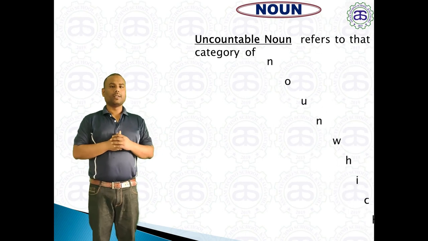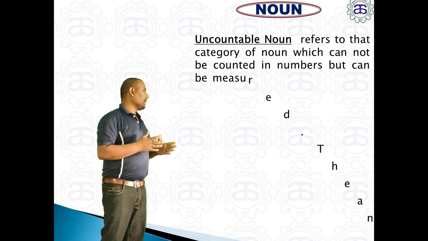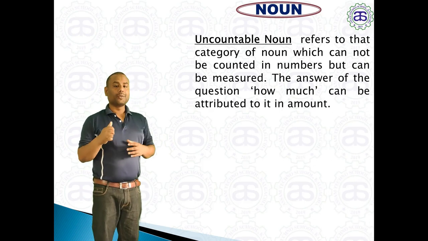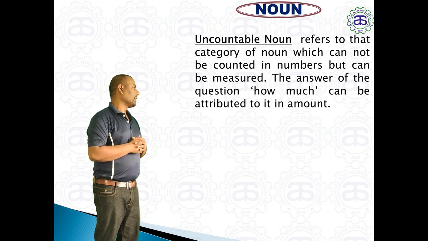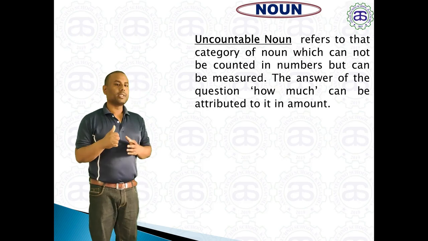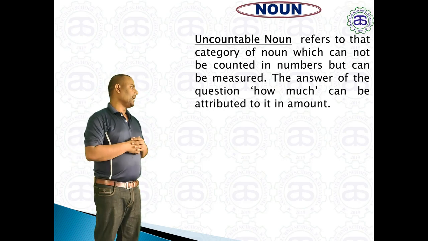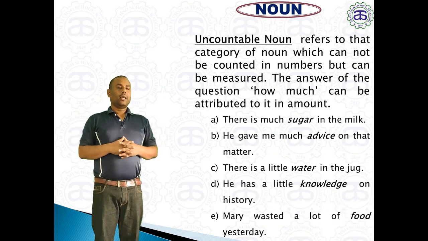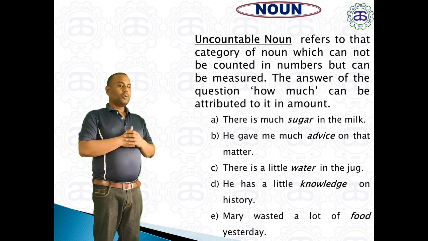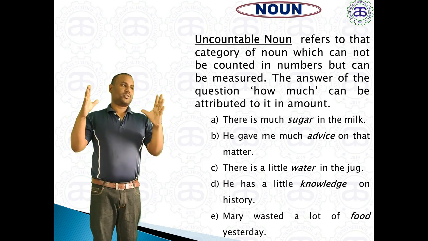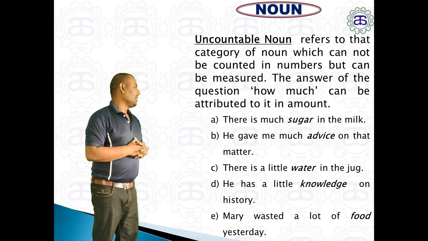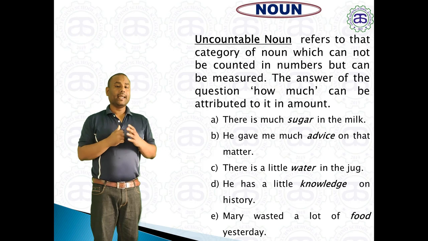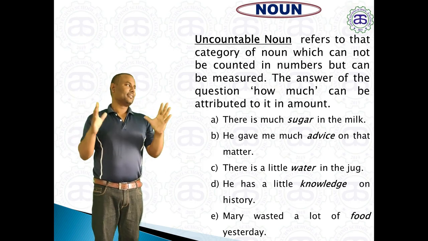Let us go through the definition of uncountable noun. Uncountable noun refers to that category of noun which cannot be counted in numbers but can be measured. The answer of the question, how much, can be attributed to it in amount, not numbers. So, there is much sugar in the milk. How much? Much. He gave me much advice on that matter. Here again, how much? Much.